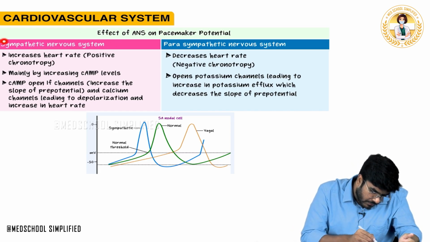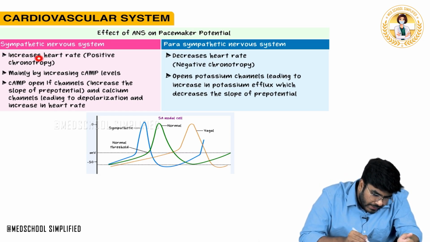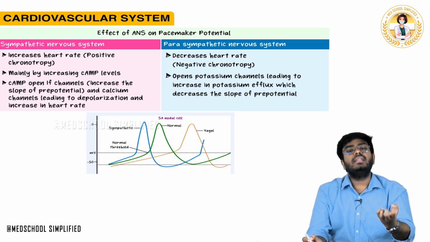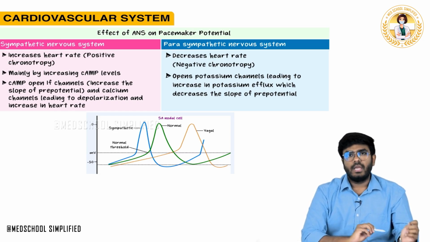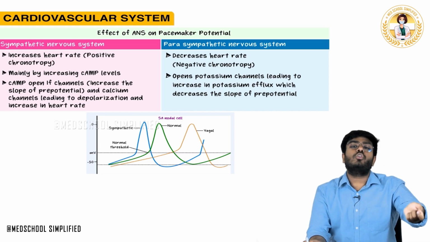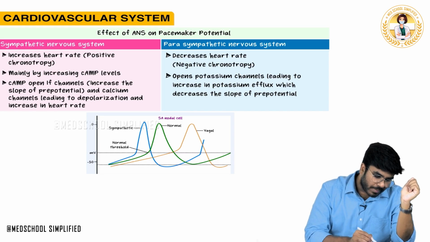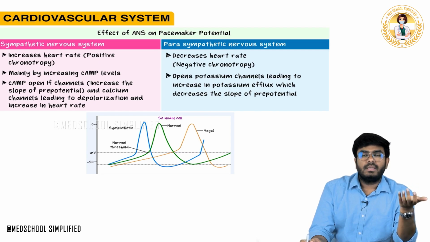Whenever there is sympathetic activity in your body, what will it do? It increases the heart rate. Increasing heart rate is called a positive chronotropic action. Chronotropy is the word used for heart rate. If I say positive chronotropy, heart rate increases. So the sympathetic nervous system is acting as a positive chronotropic agent.